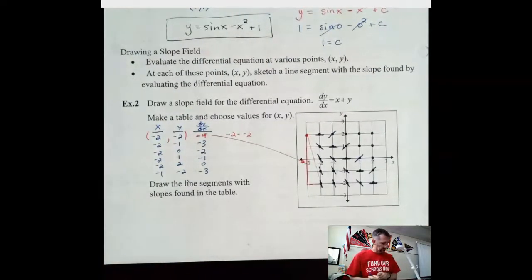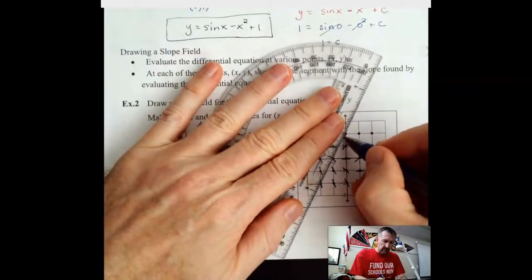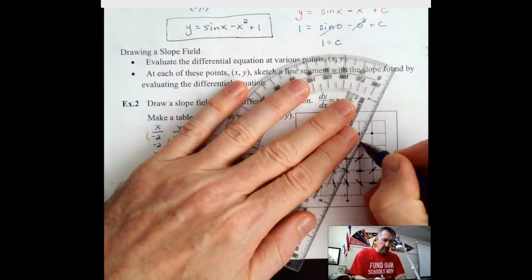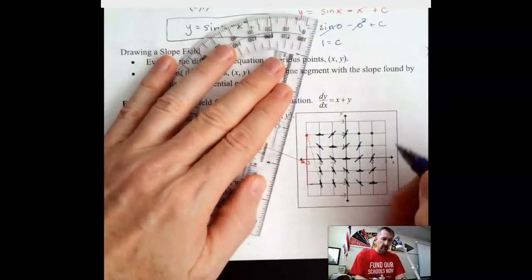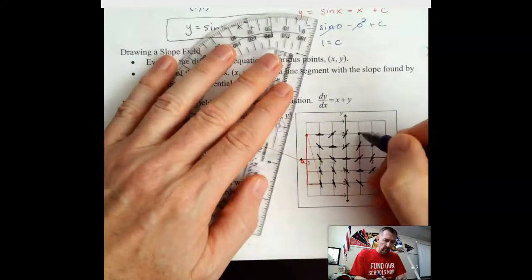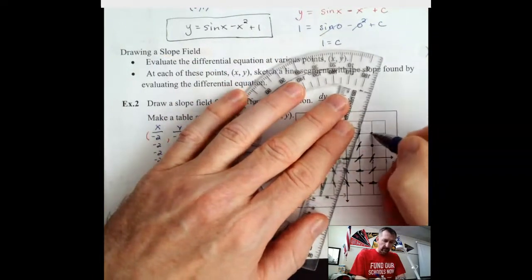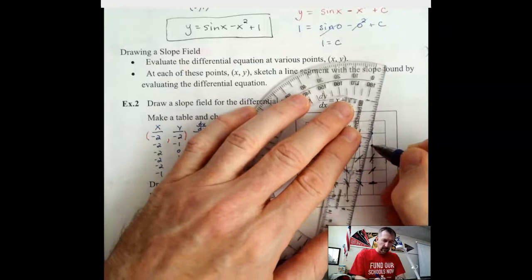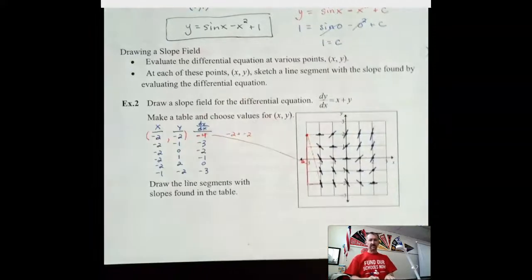Okay, now 0, 2 is going to have a slope of 2, 0 plus 2. And 1, 1 will have a slope of 2. And 2, 0 will have a slope of 2. Okay, and 1, 2 will have a slope of 3. And 2, 2 will have a slope of 4. And 2, 1 will have a slope of 3. And that's it. That's all you have to do on a slope field.